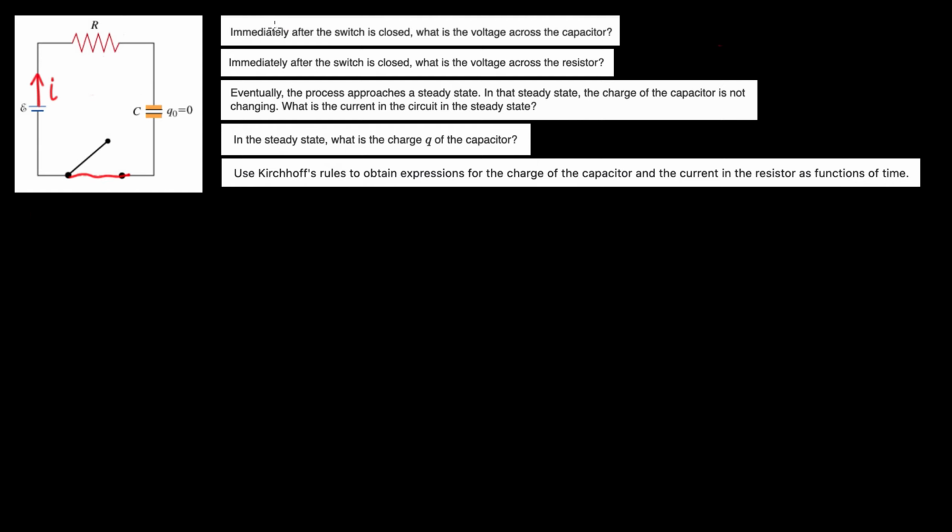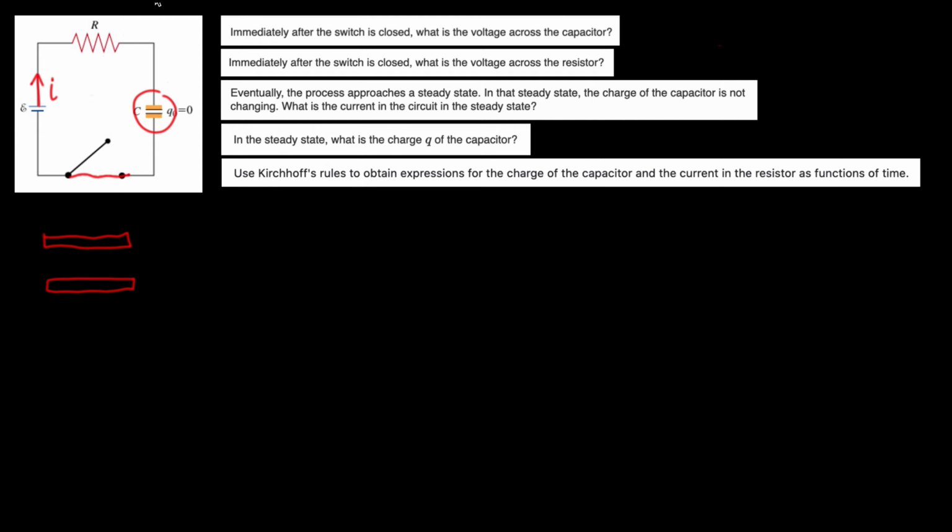And so now what I want to do is analyze different scenarios of the circuit immediately after the switch is closed, as well as a very long time after the switch is closed, or at steady state. And so let's analyze the first question, which says: immediately after the switch is closed, what is the voltage across the capacitor? So let's draw the capacitor plates right here.